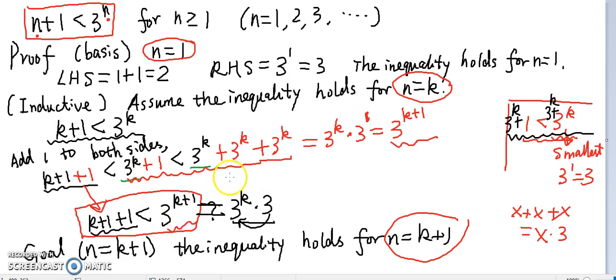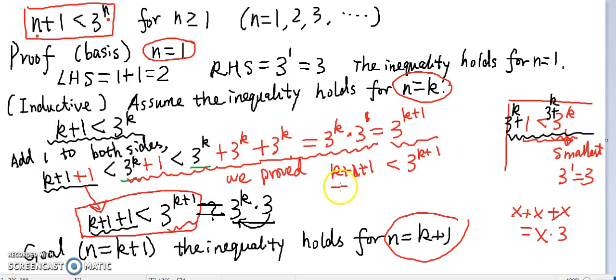So we proved k plus 1 is less than, so we're going to skip all the steps we had, just copy the final right-hand side. We proved the k plus 1 is less than 3 to the k plus 1th power.